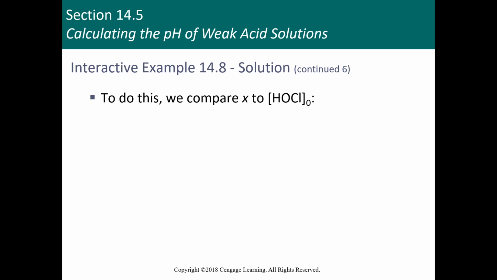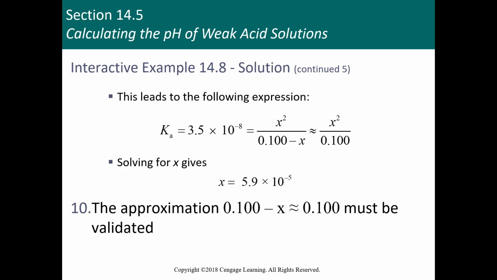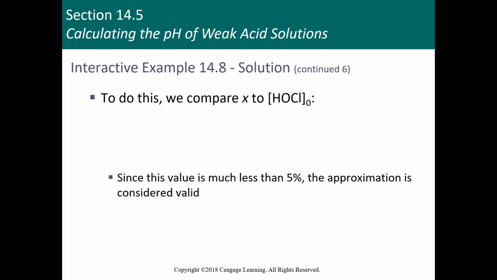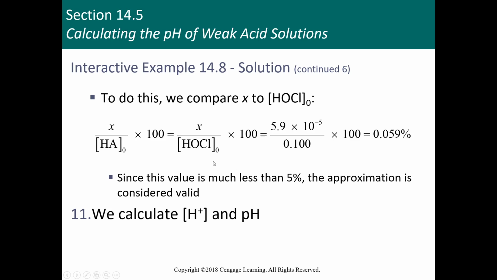All right, so the next thing we have to do is, because we made that assumption, we need to see if that's a valid assumption. So is that a small enough number that subtracting it wouldn't matter? And so this is the 5% test. We take that x, divide it by the initial concentration times 100, and we find out that it's 0.059%. It really didn't matter at all. We're good. And so the next thing we do is figure out the H plus concentration and our pH.